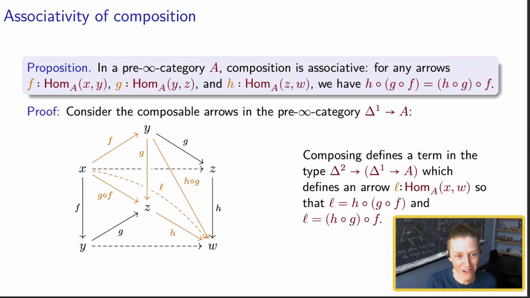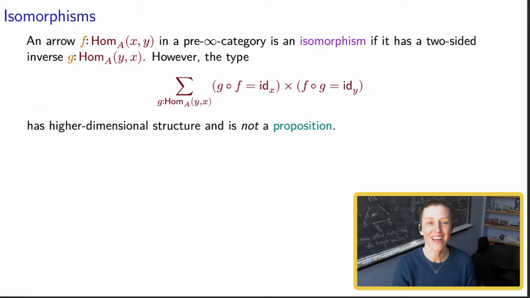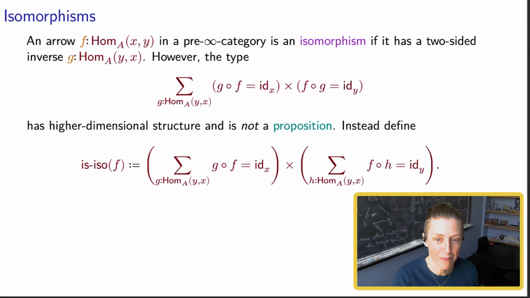If we're going to do infinity category theory, I should tell you what an infinity category is. There's one more axiom, and the axiom is going to connect the paths in my pre-infinity category to the isomorphisms, which I'm going to define now. An arrow in a pre-infinity category is an isomorphism if it has a 2-sided inverse. But again, the type that just says there exists some G going from Y to X so that both composites are identities is not a proposition. So it's better to say that F is an isomorphism if it has a left inverse and a right inverse. This is for the same reason as when we were discussing equivalences momentarily.